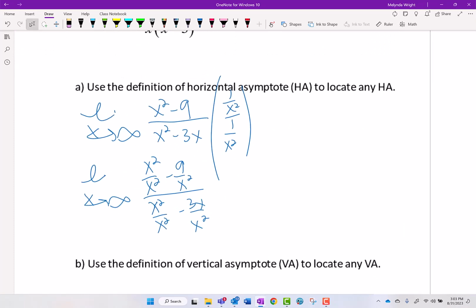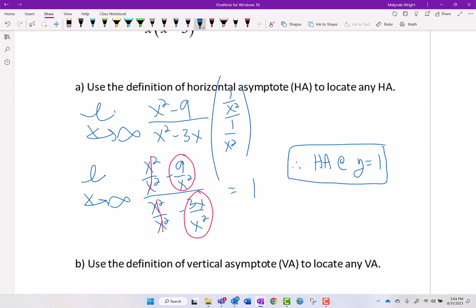Let's identify some fractions that we can circle and ignore. I don't want to hurt their feelings, but they're turning to 0, so I'm going to ignore them. There are 4 fractions that I'm looking at. Do you see one fraction that I can circle and ignore? 9 over x squared, that's 0. Do we see another one? 3x over x squared, that's going to 0. Great. And x squared over x squared is 1, and x squared over x squared is 1. So my limit is 1 over 1, which is 1. That means there's a horizontal asymptote at y equals 1. That's how the definition of a horizontal asymptote works.